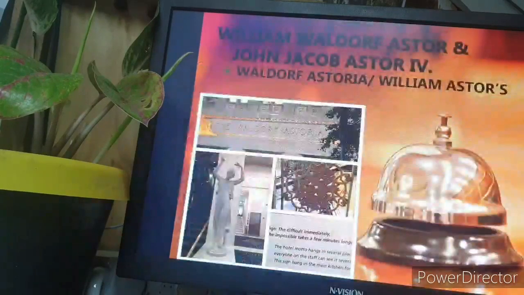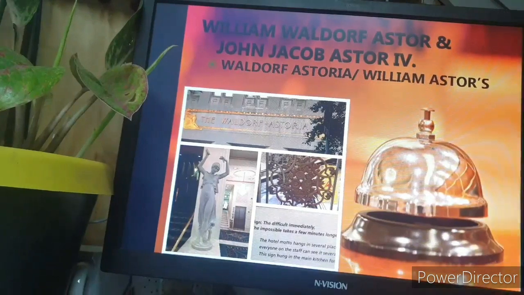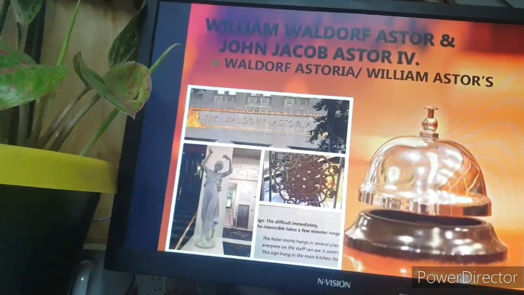Next in line, Mr. William Waldorf Astor and his cousin, John Jacob Astor IV. In 1893, William Waldorf Astor launched the 13-story Waldorf Hotel at 5th Avenue, particularly in New York City. Four years later, the Waldorf was joined by the 17-story Astoria Hotel. That's why we have Astoria hotels in Cebu and of course in Boracay.